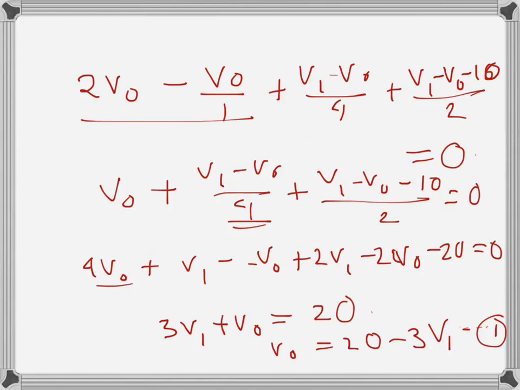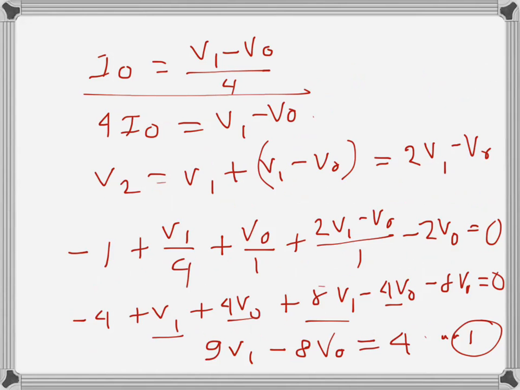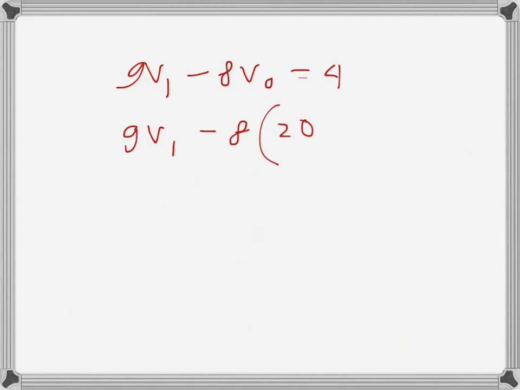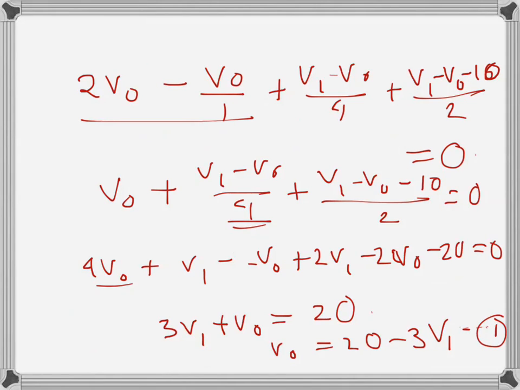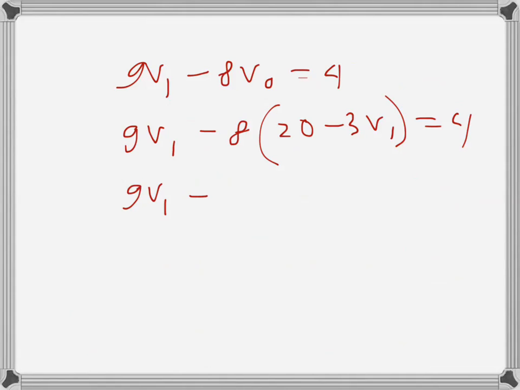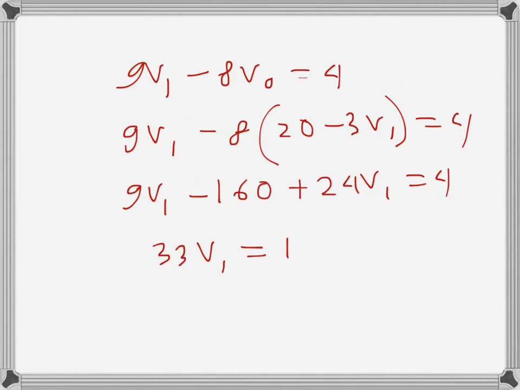So we can replace V0 in equation 1. 9V1 minus 8V0 is equal to 4. So 9V1 minus 8 times 20 minus 3V1 is equal to 4, because V0 is 20 minus 3V1. So it's 9V1 minus 160 plus 24V1 is equal to 4, or 33V1 is equal to 164, and that's V1 is equal to 4.97 volts. So that is the value of V1.